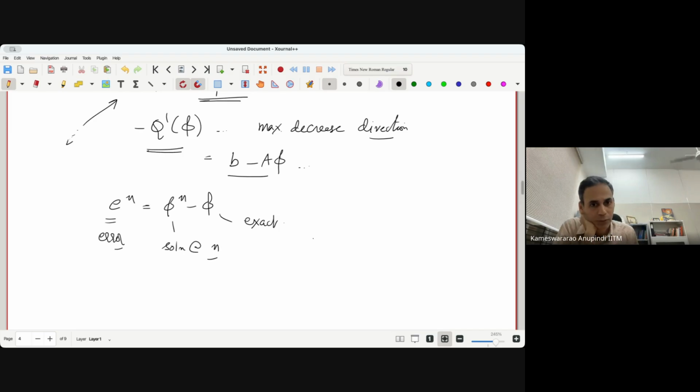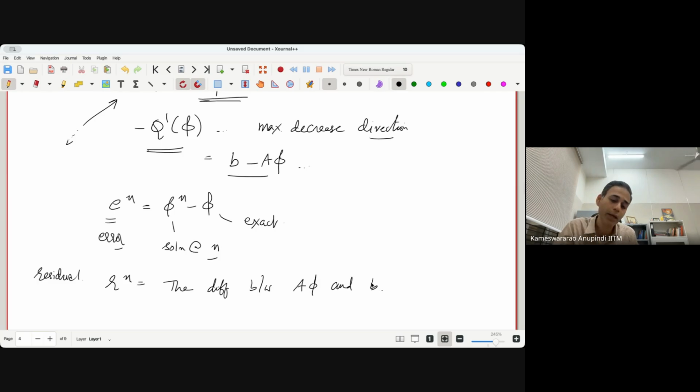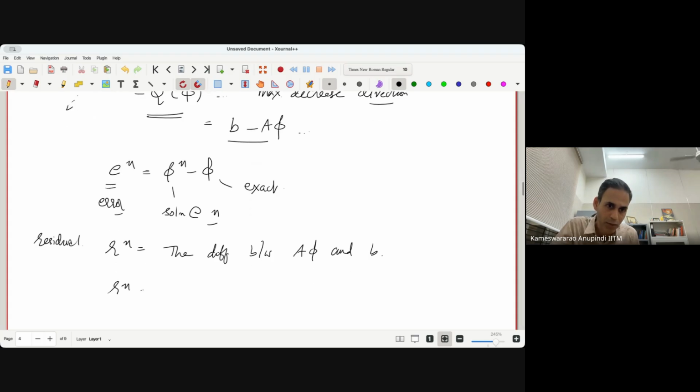Okay, so we have all this. Then let me also calculate what is Rn. Rn is basically the residual that we have. What is residual? Residual means the amount by which, or the difference between A phi and b, or b and A phi. Okay, that means Rn is going to be b minus A phi n.